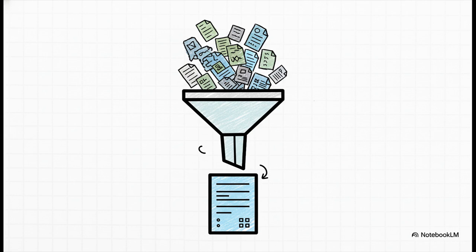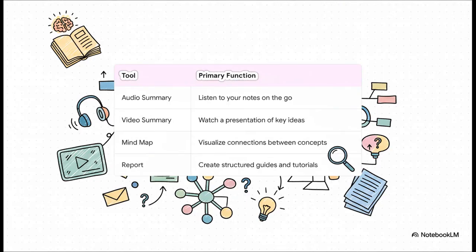You just give the AI a really clear prompt, and boom, it spits out a structured document based on everything you've uploaded. Okay, so let's do a super quick recap of these creation tools. You've got audio summaries for learning on the go, video summaries when you need a visual presentation, mind maps to see all the connections, and reports for those structured guides. See how each tool is built for a different learning style? That's what we mean by adaptive learning.